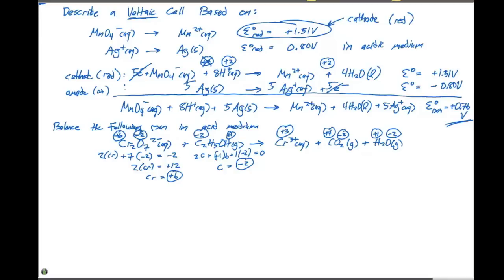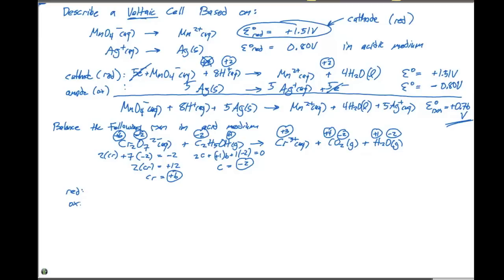We have the chromium being reduced from +6 to +3, and we have the carbon being oxidized from -2 to +4. So this is what's happening in this particular reaction. So we can break this down into a reduction half cell and an oxidation half cell. Because we have to do this for these particular reactions because it's hard to be able to analyze this just by looking at the particular equation and throwing around different coefficients in front of each of these.